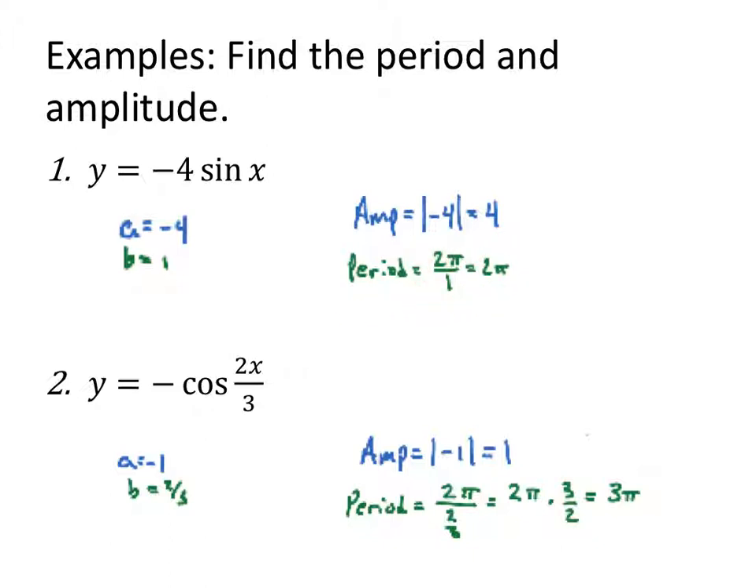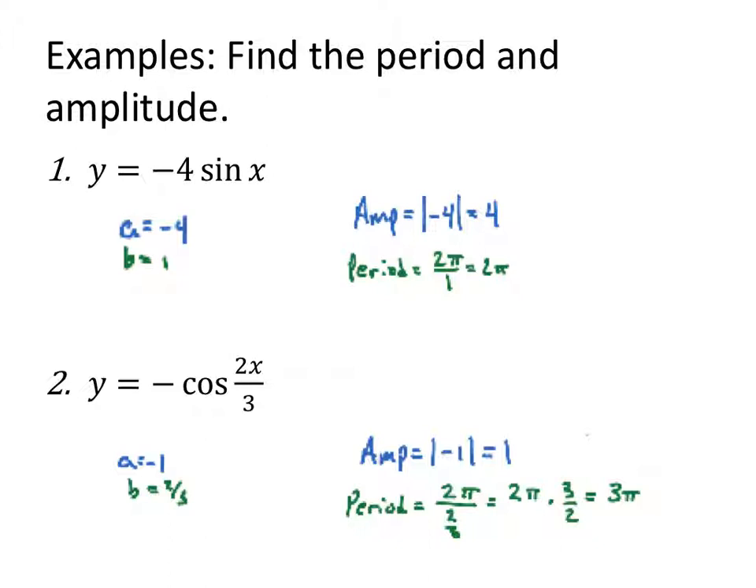That's it. Y equals negative cosine of 2x over 3. My a value is negative 1. My b value, this is 2/3 of x. My amplitude is the absolute value of negative 1, which is 1. The period is 2 pi divided by 2/3. That's 2 pi times 3/2, which equals 3 pi.